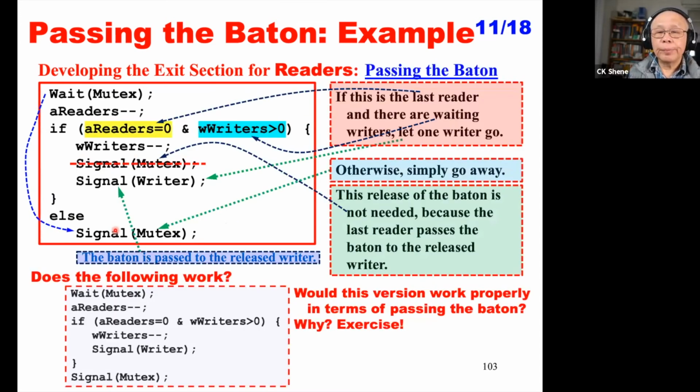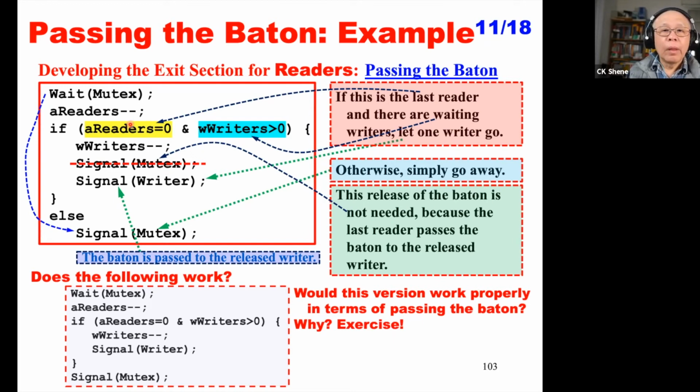Then let's take a look at how we can apply the concept of baton passing. So here again, subtract one from the active readers. And if there are no active readers and there are waiting writers, subtract one from it. Now, because this exiting reader is the last reader, and when it gets here, it has already acquired the baton. So this exiting reader has the mutex. So this reader simply gives the mutex to the released writer. This is simple. So in this case, the released writer does not have to execute a wait on mutex.